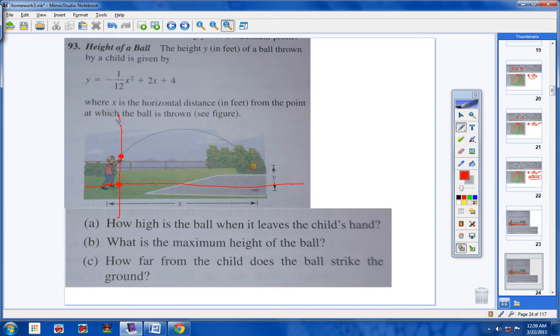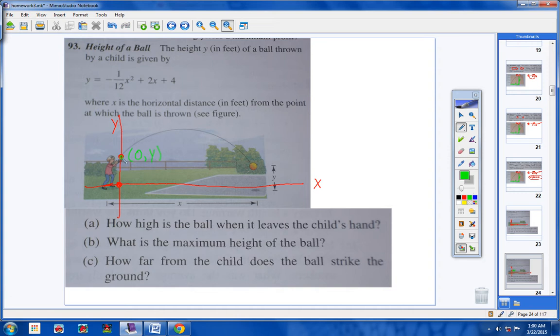Here's your coordinate plane. We'll call this y. We'll call this x. And here's where they release the ball from. So we have to find this distance right here from here up, okay? That's question number one. How high is the ball when it leaves the child's hand? So if you'll think about it, students, we're really just looking for an ordered pair right here. We're looking for an ordered pair that's 0 on the x and something on the y, right?